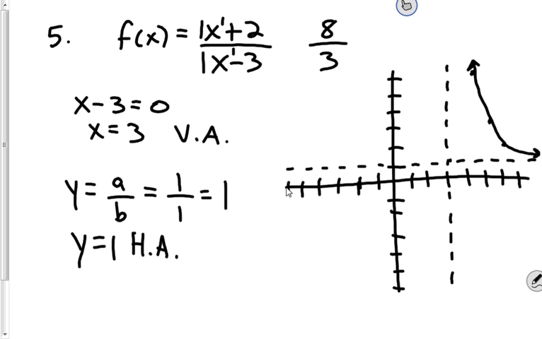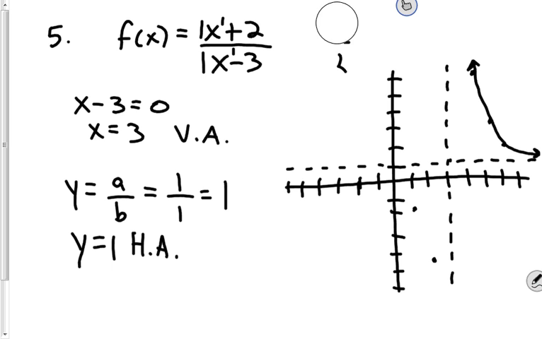Now let's pick some x values less than 3. So let's do 2. X equals 2. Plug it in, I get 4 over negative 1, so negative 4. So I have 2, and then negative 4 would be down here. Let's plug in 1. 1 plus 2 is 3. 1 minus 3 is negative 2. So that's negative 1 1/2. So negative 1 1/2 would be something like this.